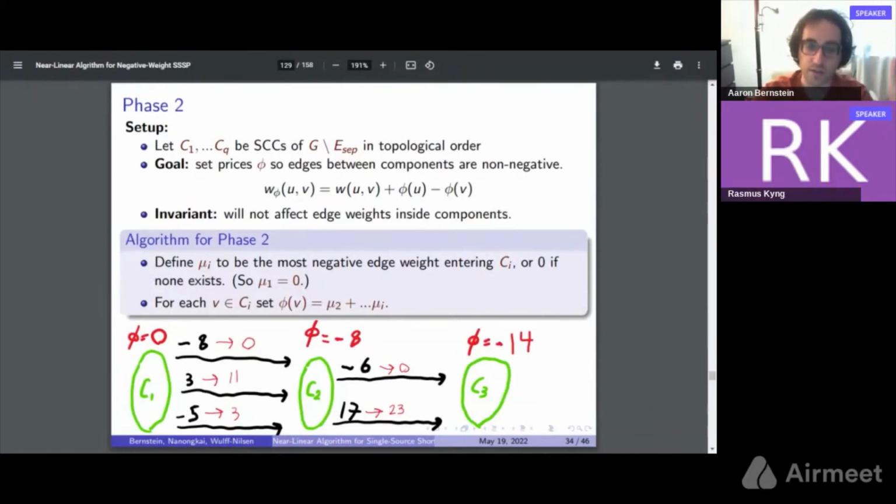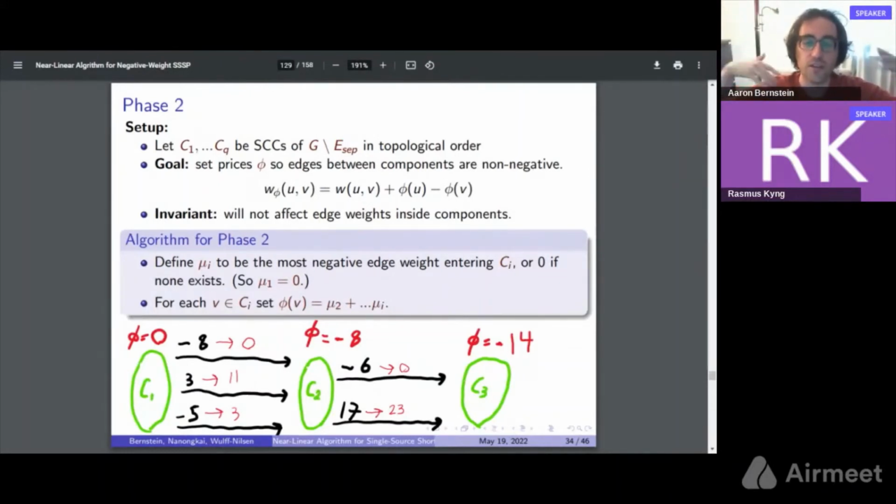There are no edges entering C1, so there's nothing to do. Now you move to C2. So the goal is to set prices so that all of the edges entering C2 become non-negative. So all you do is you find mu2, which is the most negative edge weight entering C2. That's -8. So you want to increase all of the edges entering C2 by 8, and then they'll all become non-negative.